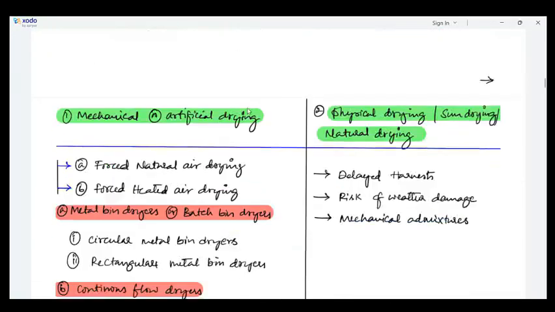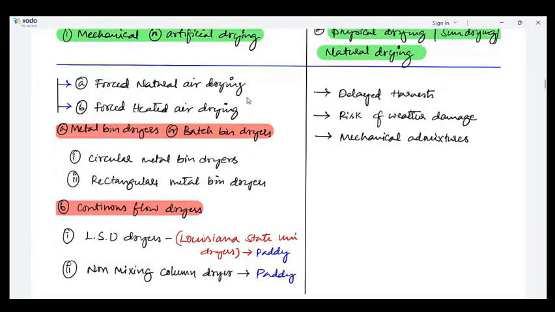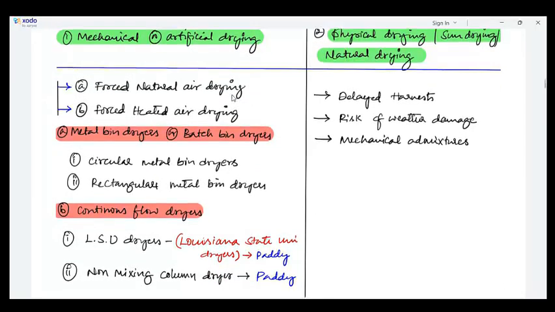Next, types of drying. What are the different types of drying? One method we already know is natural drying or physical drying. Natural drying is nothing but sun drying, but what are the disadvantages of this drying? When you are doing natural drying, you should wait until the seeds are dried in the field itself. So there will automatically be a delay in the harvest. There might be a risk of weather damage, and mechanical admixture can also occur because of delayed harvest in case of physical or sun drying.